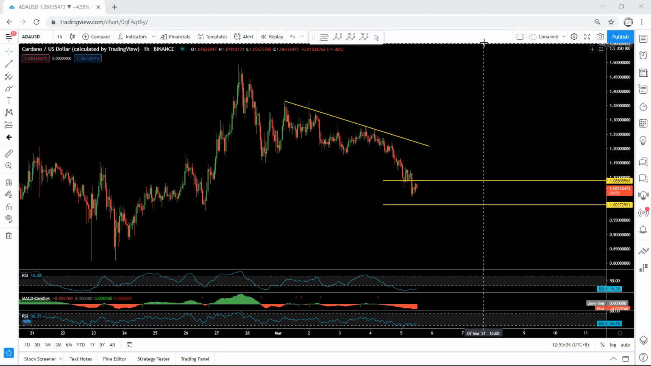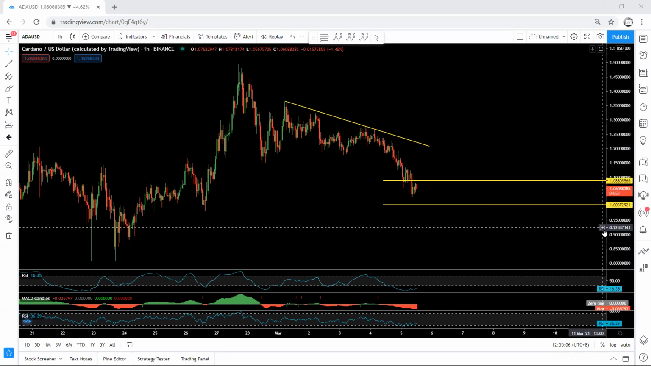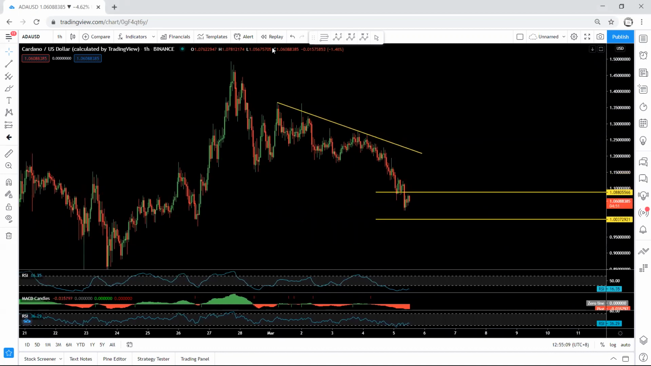Now we start with the 1 hour chart for ADA. All right, as you can see, we were expecting the price to break this low. And as you can see, when the price was within this move, it was really corrective. And now we get this down move. As we expected, the price broke the low.